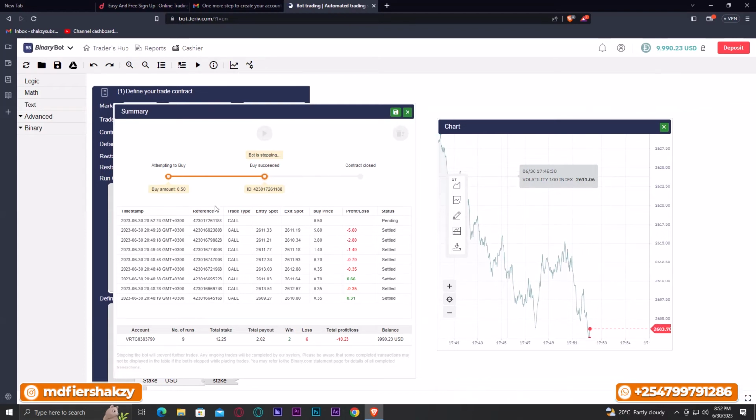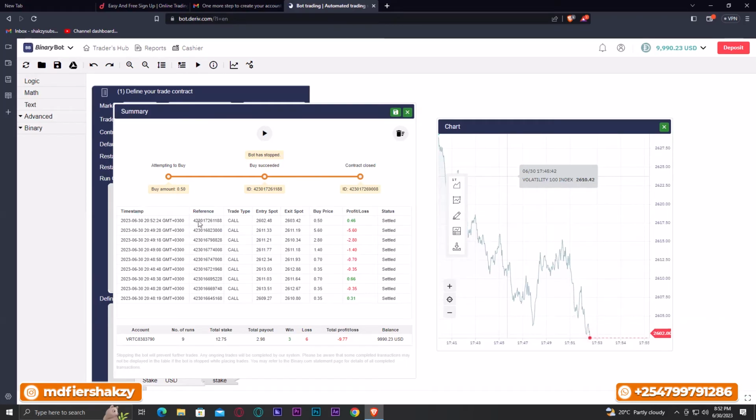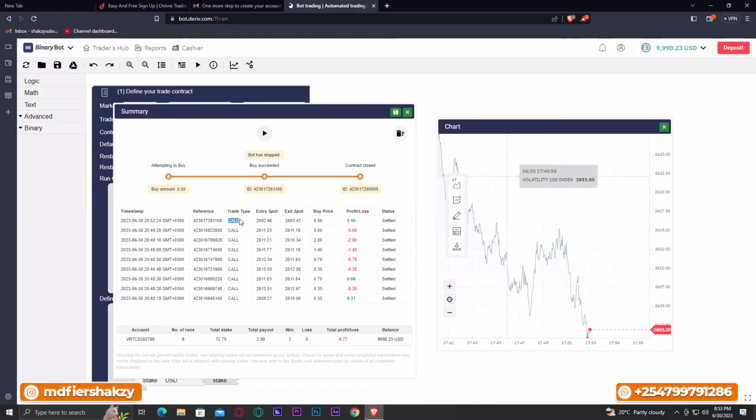These summary tables that you are seeing, what is it? Timestamp records the time at which you're trading. The reference is that code. You see how M-Pesa messages have transaction codes. Also in trading, one trade has its own transaction code. That is this reference. Trade type, here you can see call, meaning we are trading rise. Call is rise, put is fall.